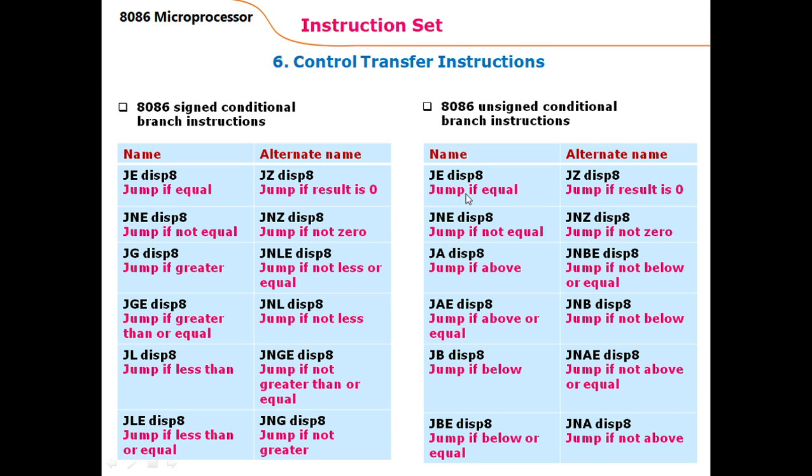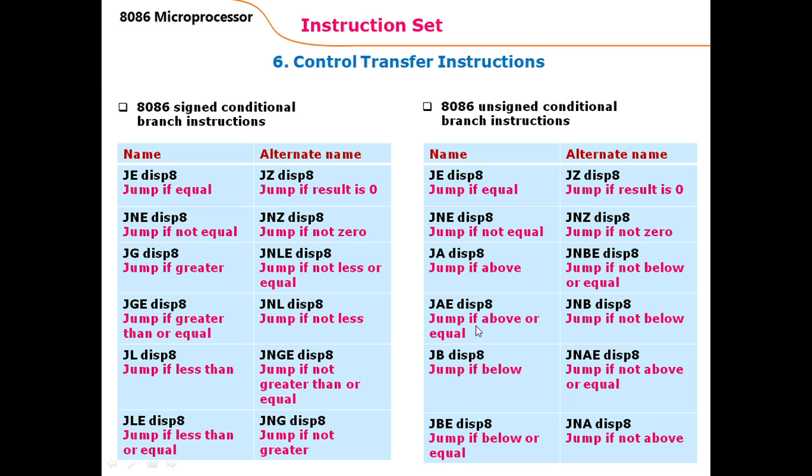For example, jump if equal, it's there as well, and jump if 0 is also there. Jump if not equal, it's there. Jump if not 0 is there. Jump if above is not here. So if one value is greater than the other, the jump if above instruction should be used. Jump if not below or equal. So N means not, B means below, E means equal.